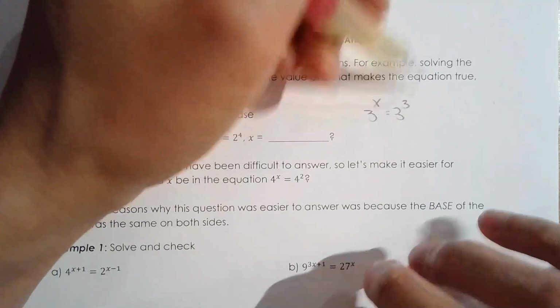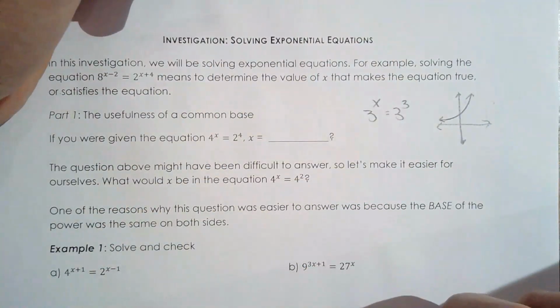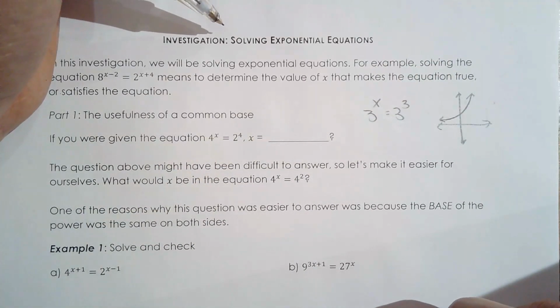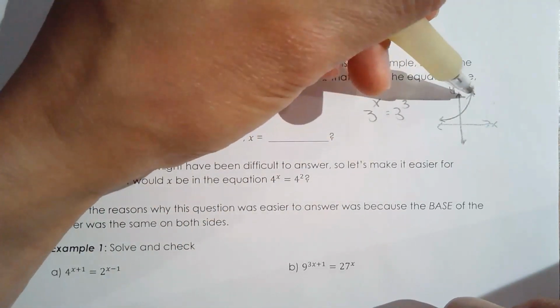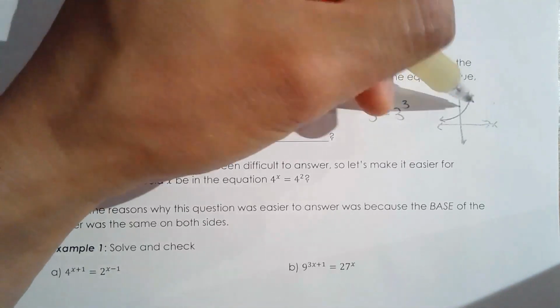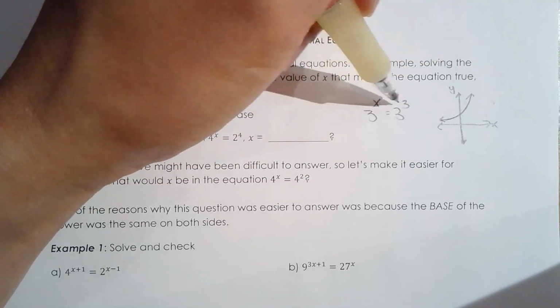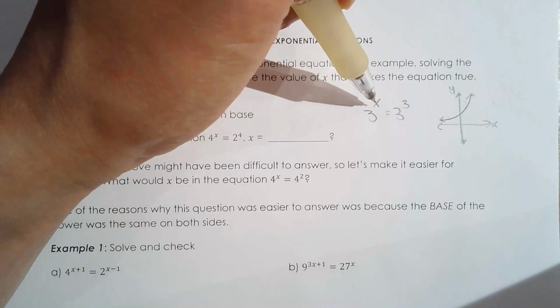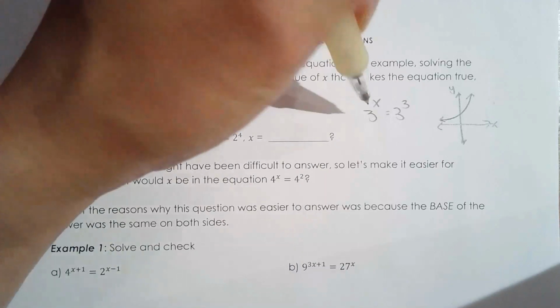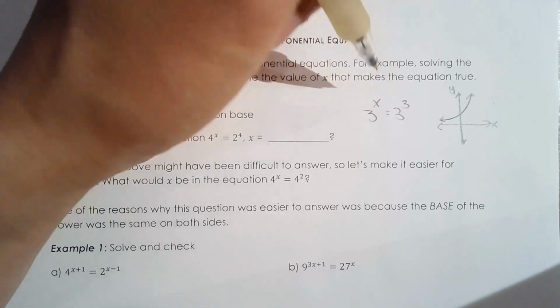And that makes sense because if you think about the exponential function, each x value will give you a unique y value. And each y value will give you a unique x value. I know that's a little hard to conceptualize, but each y value will give you a unique x value, which means it's a 1-to-1 function. So that means it's safe to say that x is equal to 3, and there's no other value of x which will solve this equation.